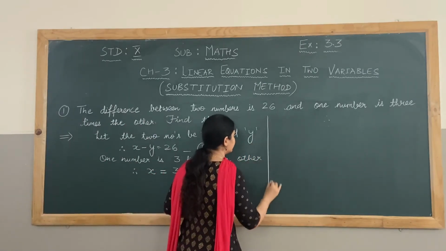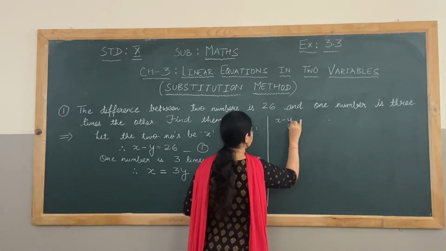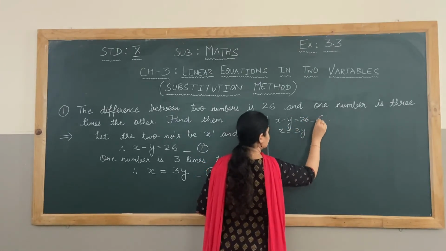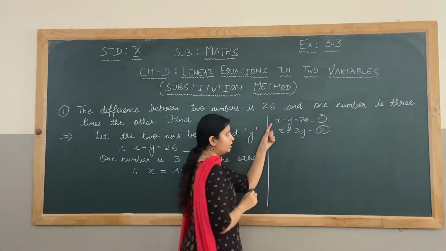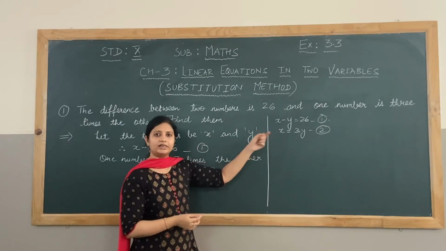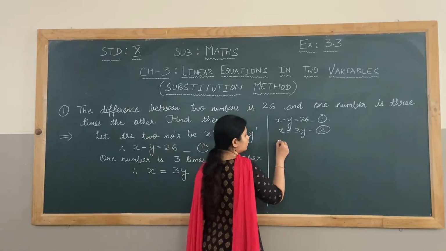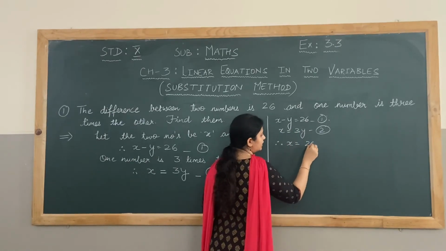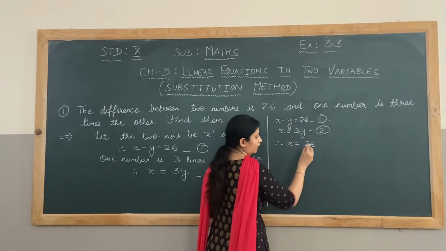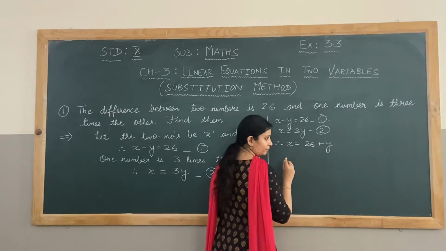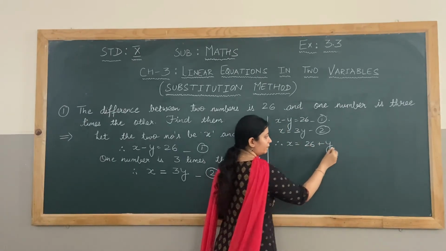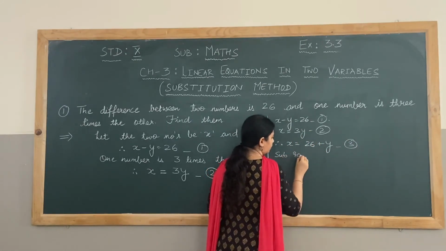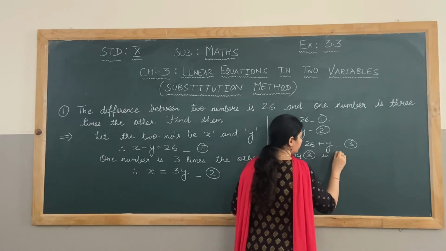So now what I am going to do is, your first equation x minus y is 26 and your second equation x is equal to 3y. This is equation 1, this is equation 2. Now the first equation I will be writing either in terms of x or in terms of y. So I am writing that in terms of x. So x is equal to 26 and this minus y will go on the other side, so that will become plus y. Name this equation as 3.